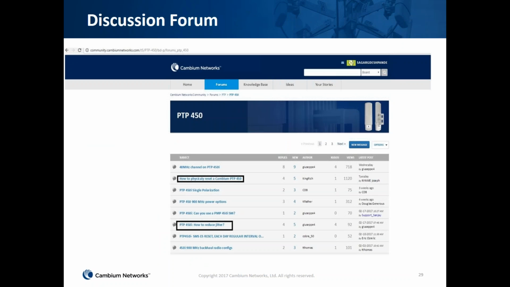So we have a community called cambium.communitynetworks.com, and this is really an important site because we cater to multiple areas. So the first one is going to be a discussion forum. All your queries and concerns are addressed here with respect to software upgrades and hardware questions.